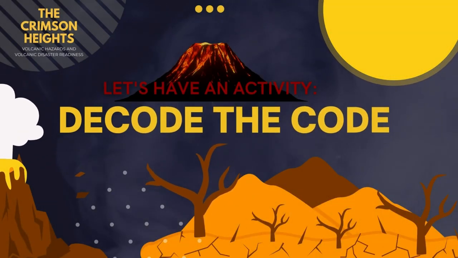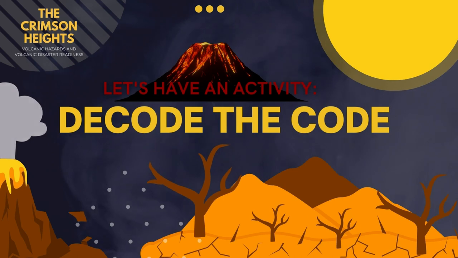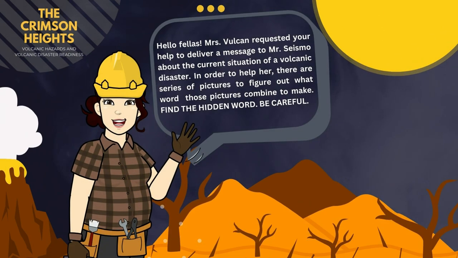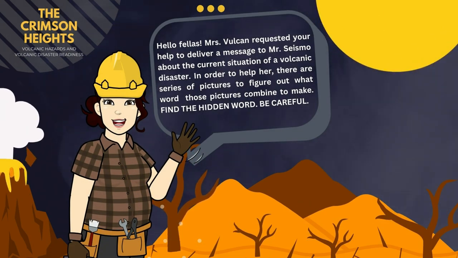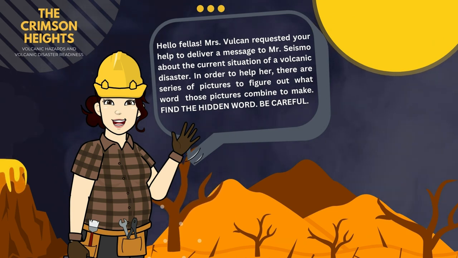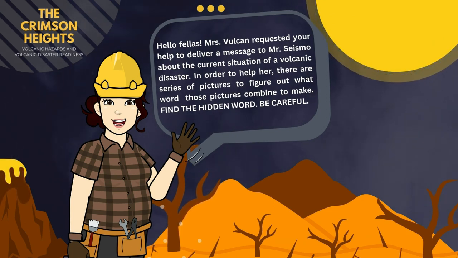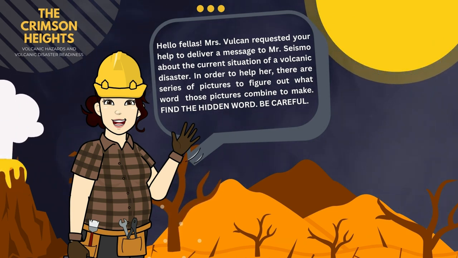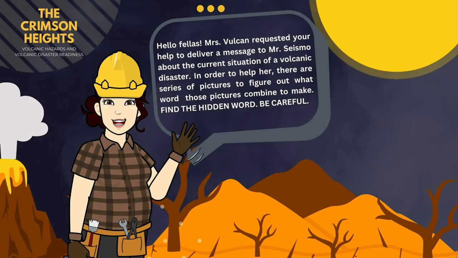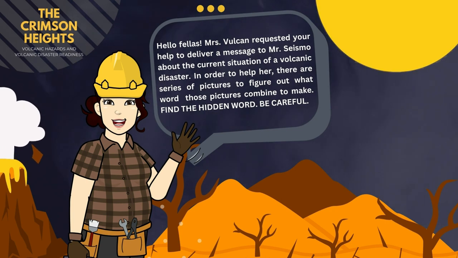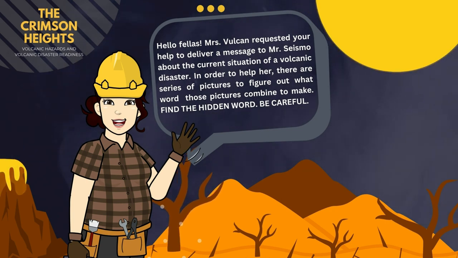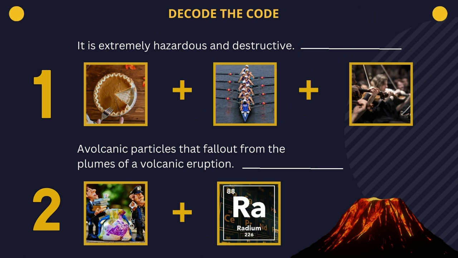Now, it's time for an activity entitled Decode the Code. Hello, fellas. Mrs. Vulcan requested your help to deliver a message to Mr. Sismo about the current situation of a volcanic disaster. In order to help her, there are a series of pictures to figure out what word those pictures combine to make. Find the hidden word, be careful, decode the code.